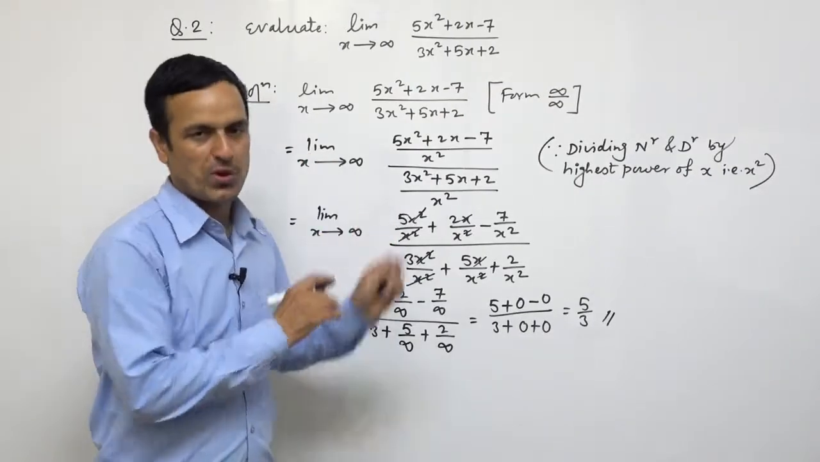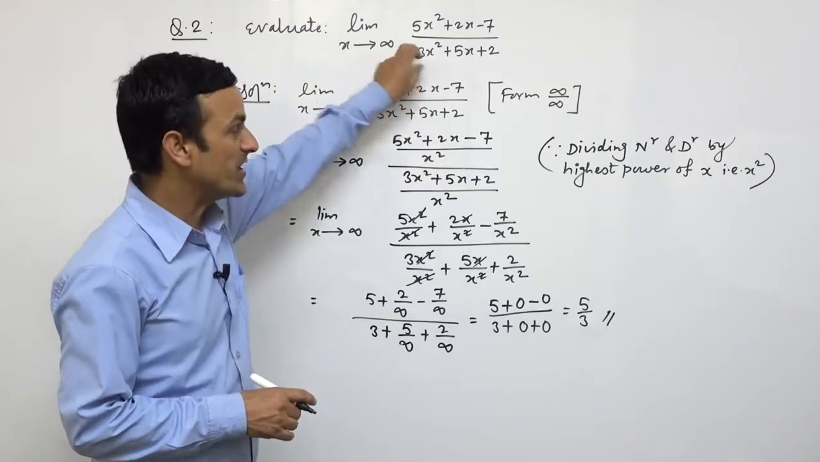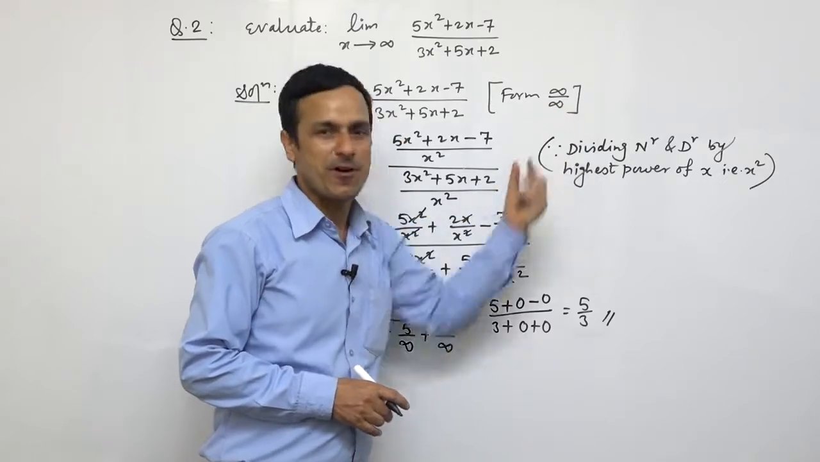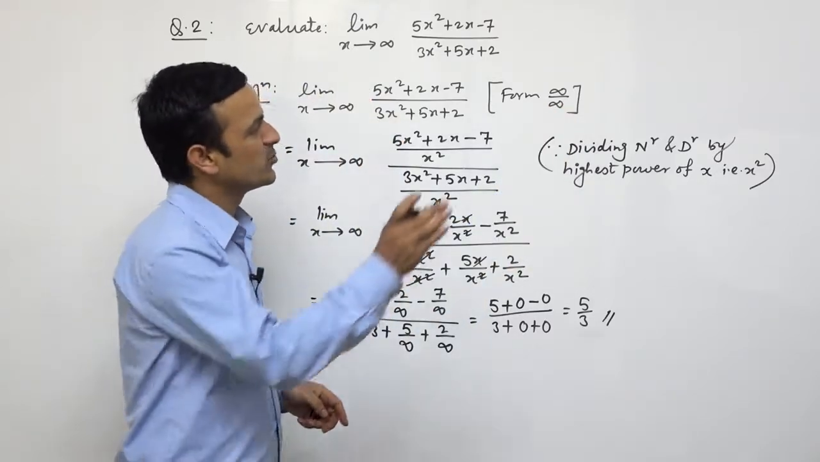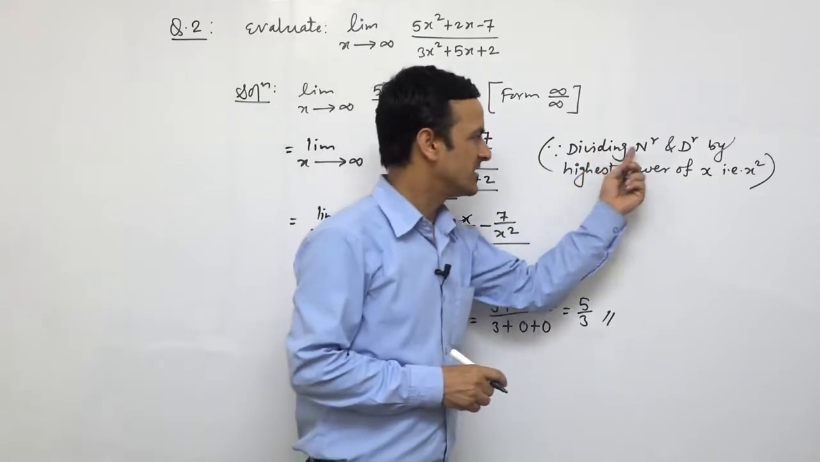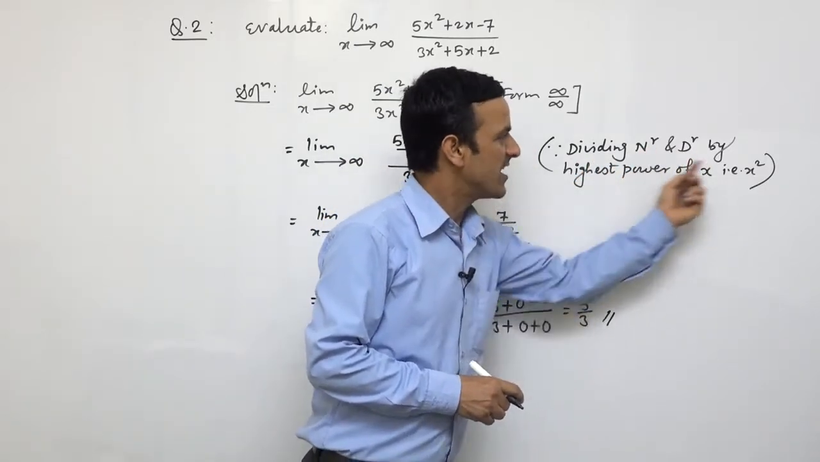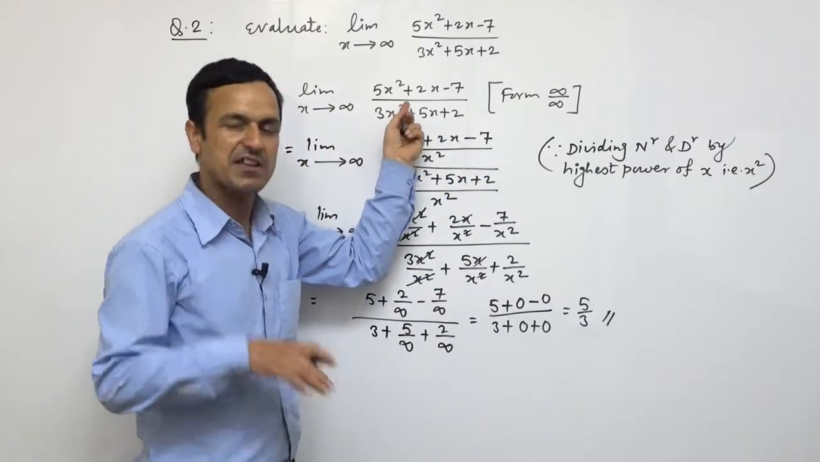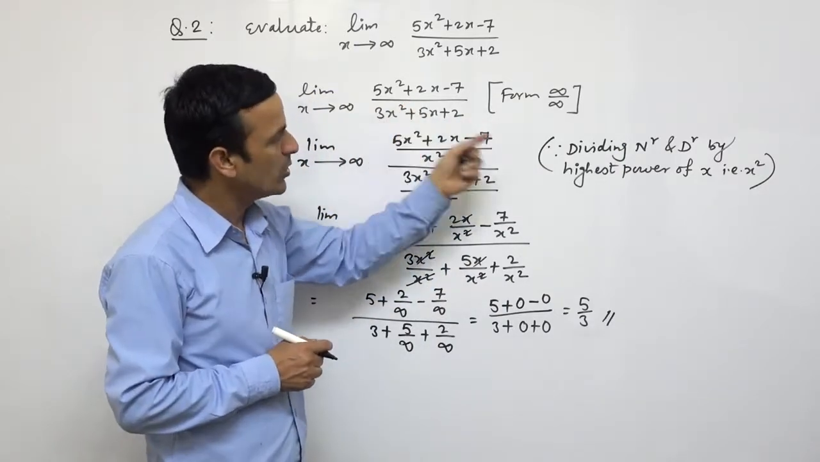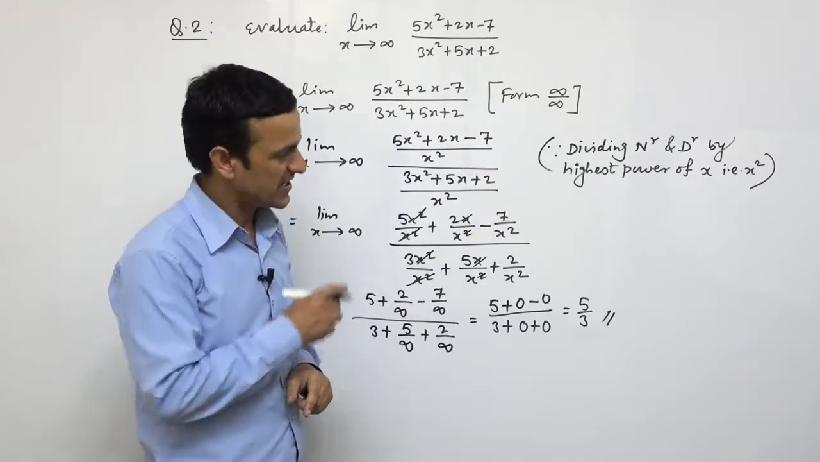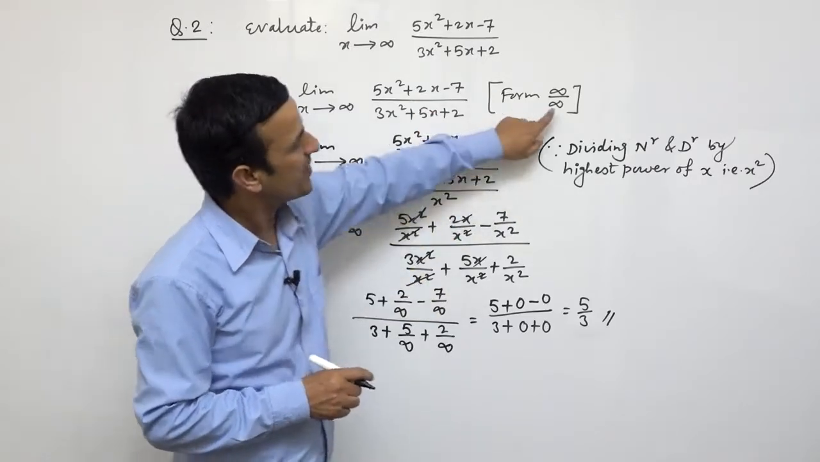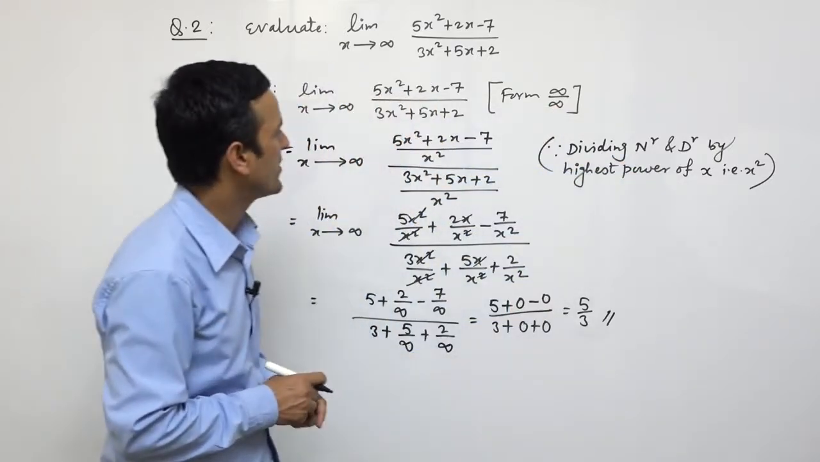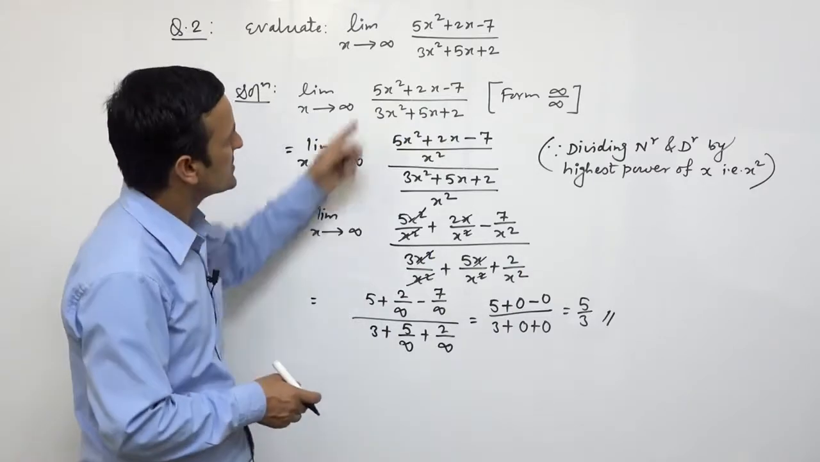So as the previous question, this question is also in the form of infinity by infinity. So when we see this form, then we have to remove this form by dividing numerator and denominator by x square. In this question, x square is the highest power of x. So we have to divide it by x square. So in this way, for this case, we should divide by the highest power. So this is the solution of this question.